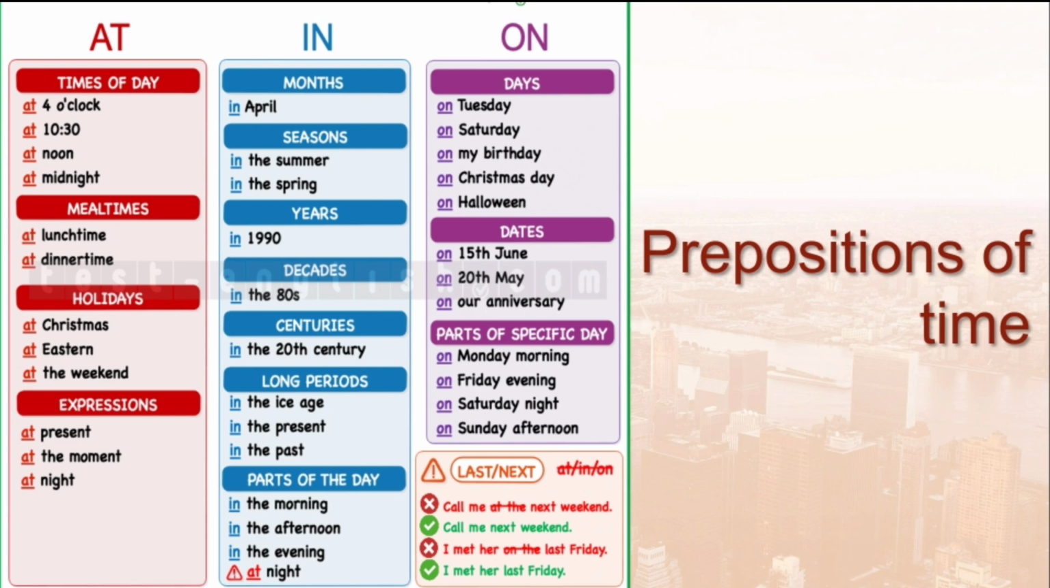Then we also use at with meal times, that is at lunchtime, at dinner time or at breakfast. Then at is also used with holidays like at Christmas, at Easter. Here N is printed by mistake. It is not Eastern but Easter. Similarly, we can also say at Diwali or at the weekend.